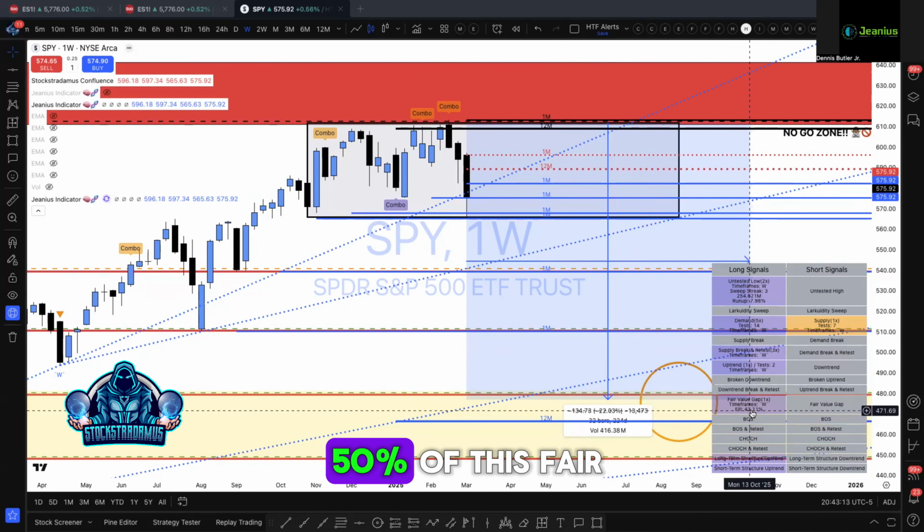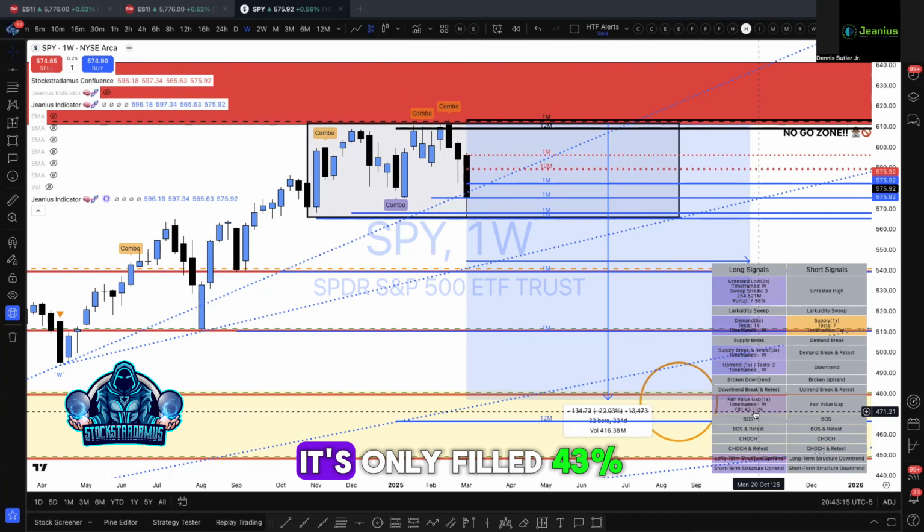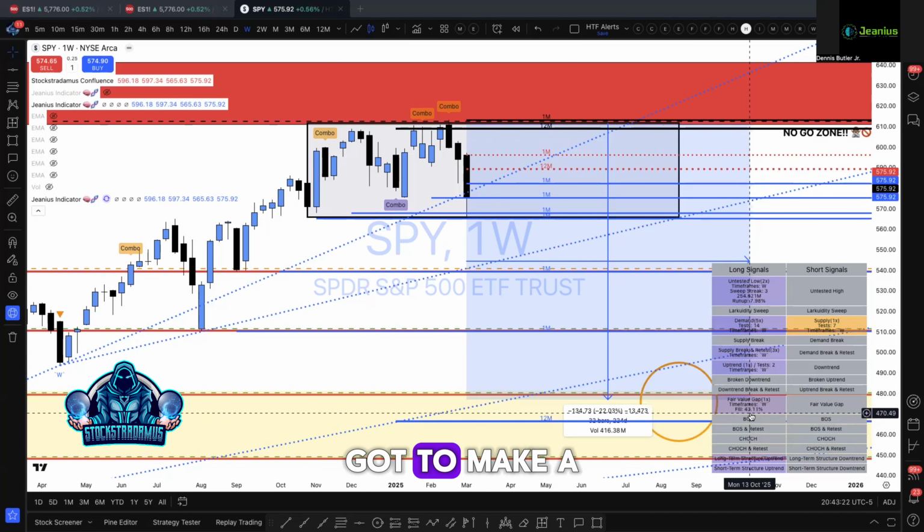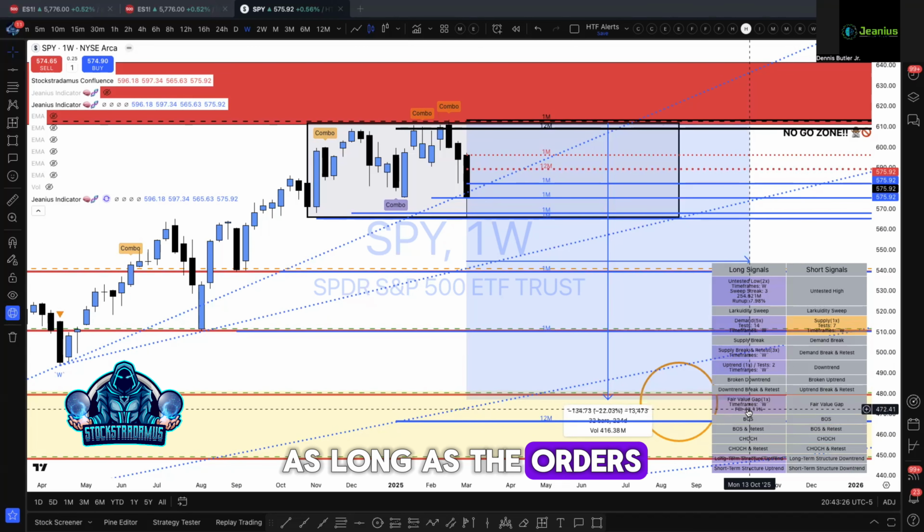It hasn't even filled 50% of this fair value gap. Jeanius is telling me that it's only filled 43% of this fair value gap. Now, does the price have to fill 100% of a fair value gap to make a move? No, it doesn't. It only has to fill a partial of it, as long as the orders at which the fair value gap is filled have enough liquidity, then it'll move from there.